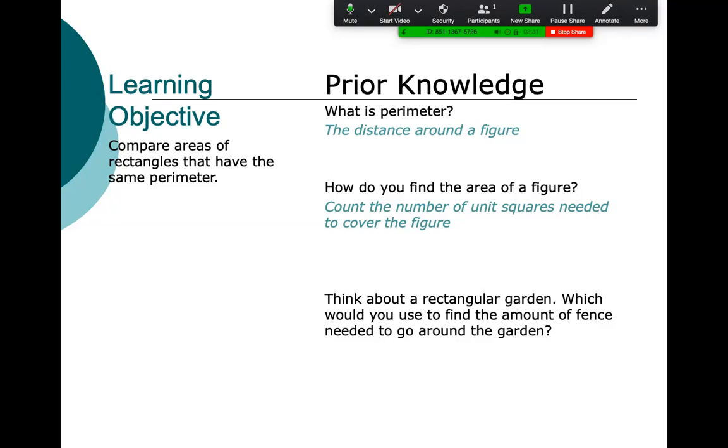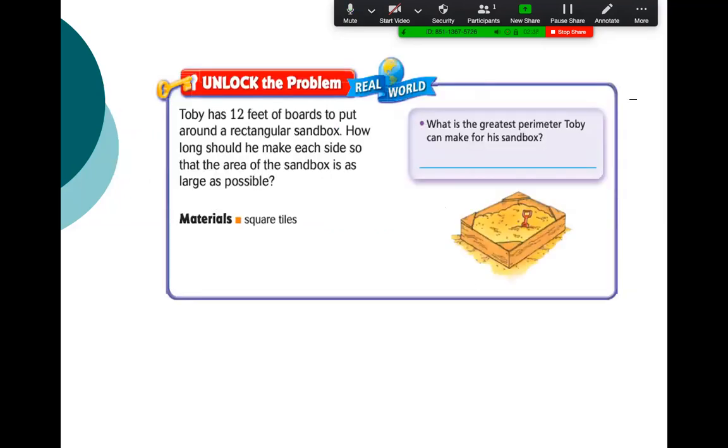Now that we've checked your prior knowledge and refreshed your mind, let's start with unlocking the problem. Toby has 12 feet of boards to put around a rectangular sandbox. How long should he make each side so that the area of the sandbox is as large as possible?